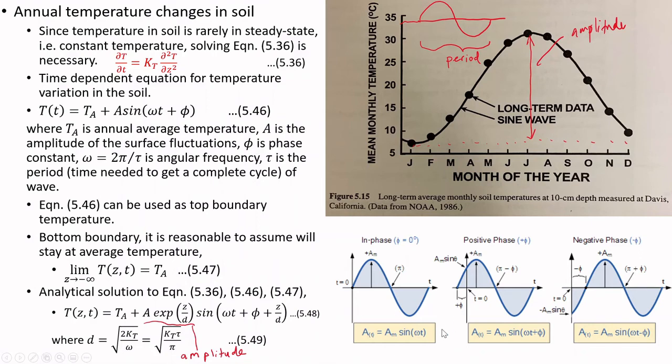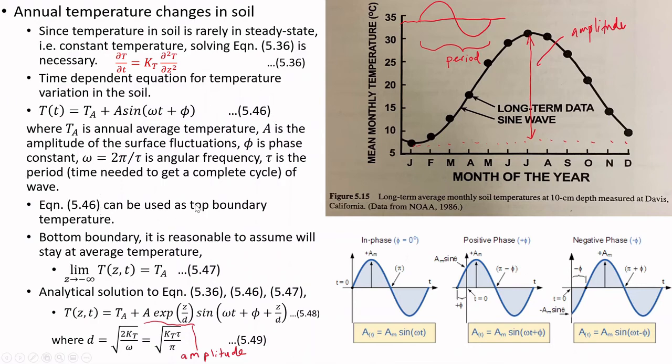So for example, look at the graph below. We have the one without phi, plus phi, and minus phi. So you can see how this shifts the sine graph. So phi is a phase constant, and omega is 2 pi over tau, the angular frequency. Tau is the period, the time needed to get a complete cycle. So let's say the complete cycle is 1 year, so your tau is 1 year, all right?